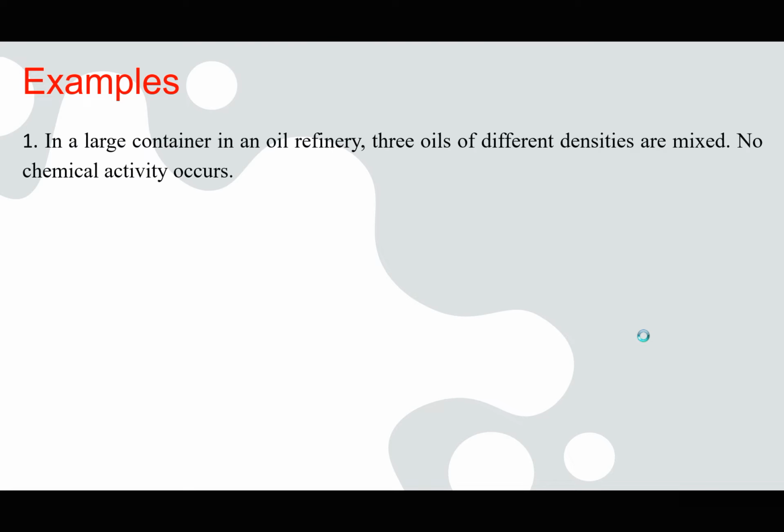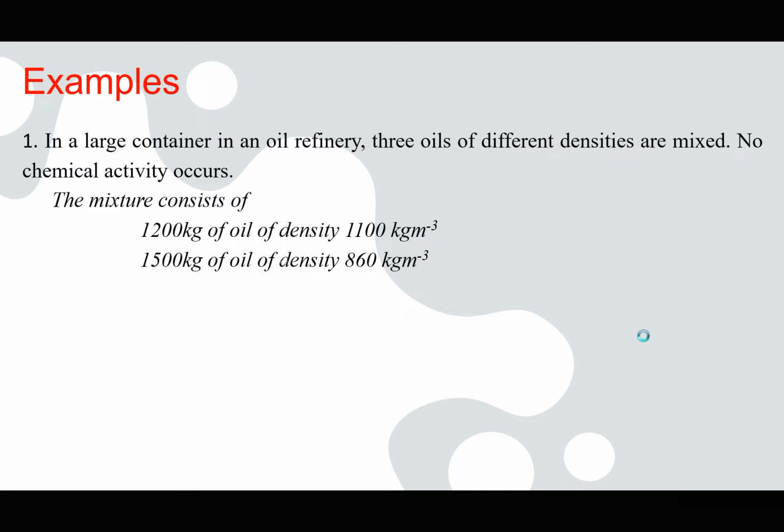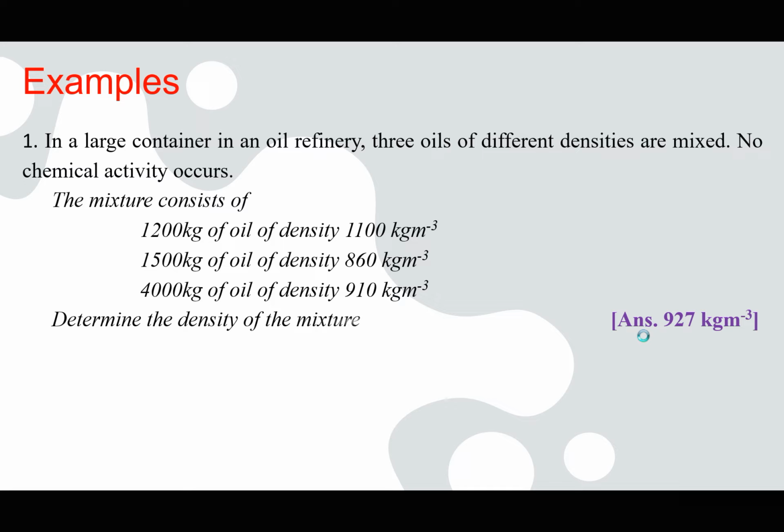In the first example, in a large container in an oil refinery, three oils of different densities are mixed. No chemical activity occurs. The mixture consists of 1,200 kilograms of oil of density 1,100 kilograms per meters cubed, 1,500 kilograms of oil of density 860 kilograms per meters cubed, and 4,000 kilograms of oil of density 910 kilograms per meters cubed. Determine the density of the mixture. I have given an answer, so I just want to give you a clue.